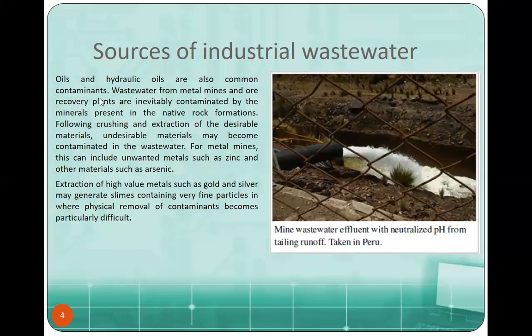Oils and hydraulic oils are also common contaminants. Wastewater from metal mines and ore recovery plants are inevitably contaminated by the minerals present in the native rock formation. Following crushing and extraction of desirable minerals, undesirable material may become contaminated in the wastewater. For metal mines, this can include unwanted metals such as zinc and other materials such as arsenic. Extraction of high-value metals such as gold and silver may generate slimes containing very fine particles, where physical removal of contaminants becomes particularly difficult. Collecting sample mine wastewater effluent with neutralized pH from tailing runoff. Palabas na.